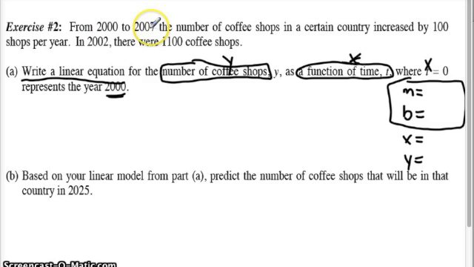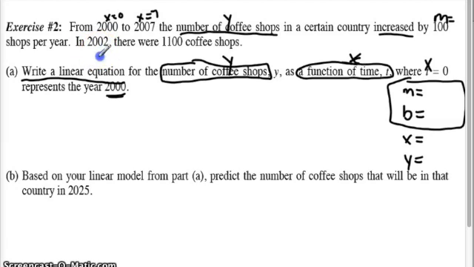From 2000 to 2007, so from x equals 0 to x equals 7, the number of coffee shops, y, in a certain country increased by 100 shops per year. Increased, so it went up by 100 shops per year. That's a rate of change, and rate of change is your slope. Slope is rate of change, so m equals 100.